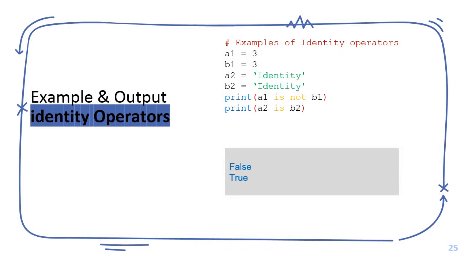Some examples for these identity operators. So a1 equal to 3, then b1 equal to 3, then a2 equal to identity, b2 equal to identity. Print a1 is not b1, then it is false. Then print a2 is b2, then it is true. So is not and is.